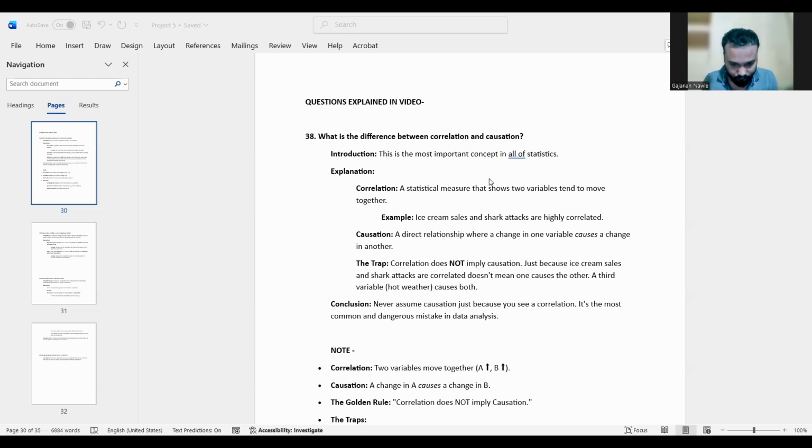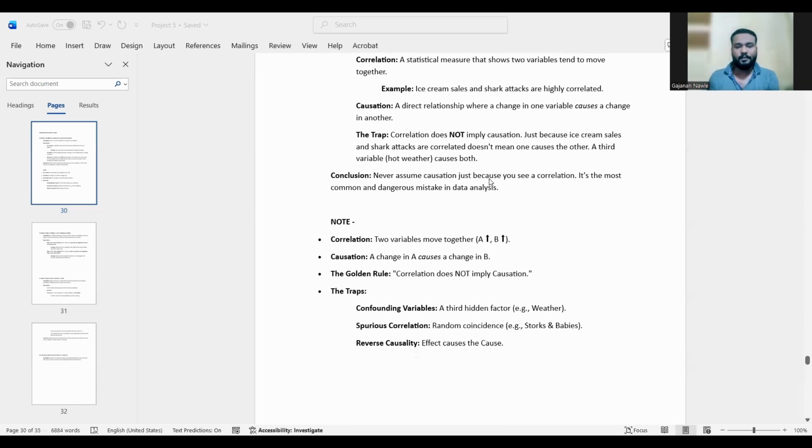First is the confounding variable, which is a hidden factor. Let me tell you an example. Take the example of ice cream sales and shark attacks. If you look at the data from beach towns, you will see a positive correlation between ice cream sales and shark attacks. Now someone might look at the data and say, let's ban ice cream, that will save the swimmers. But is that right? No. Why? Because ice cream doesn't attract any sharks. The real cause is a confounding factor, which is weather.